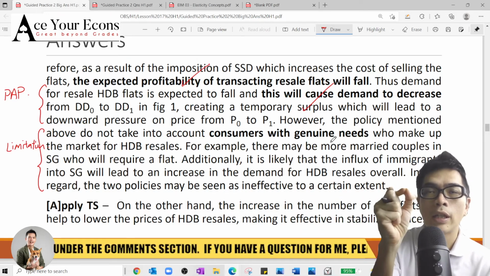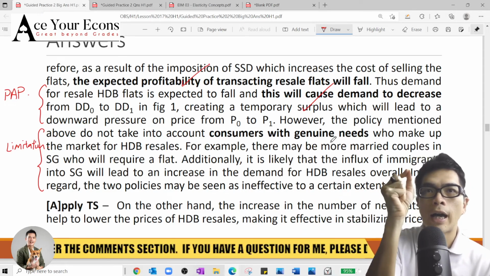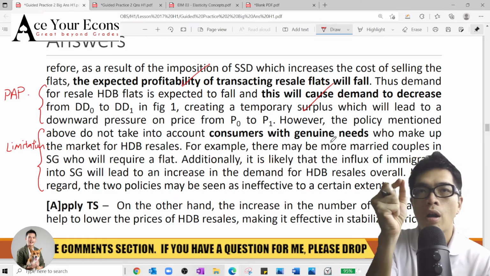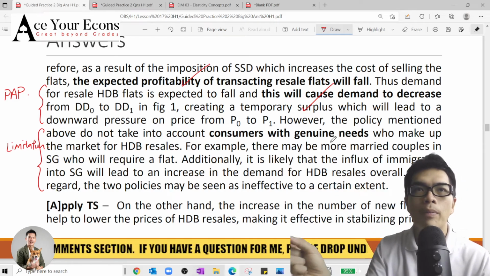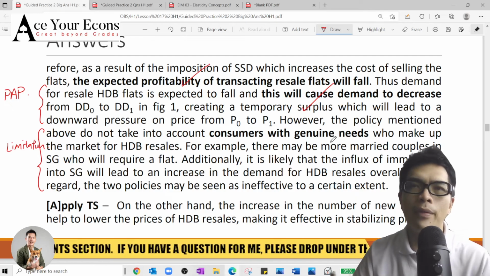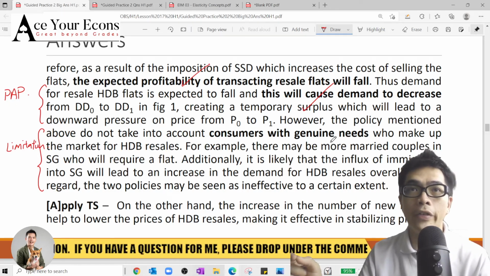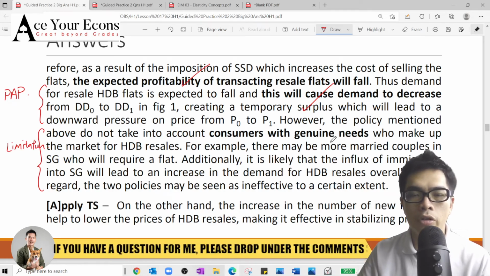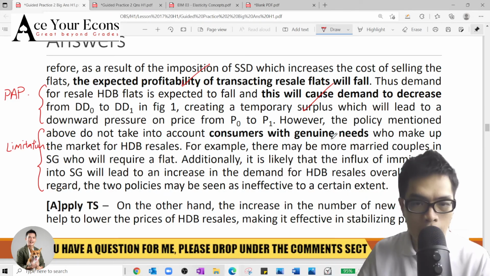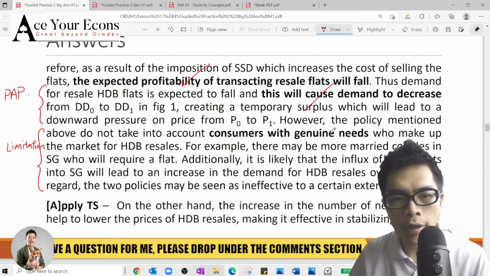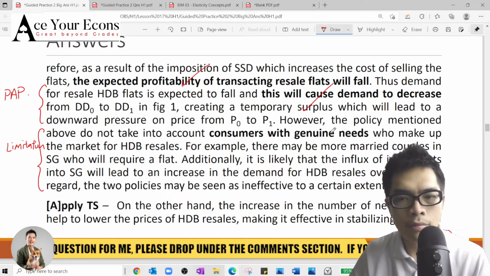Remember, seller stamp duty is very time sensitive. It targets sellers with 1 year to sell their flat. People with genuine demand are not going to sell their flat. So this is going to render the policy less effective if there are a lot more people with genuine demand. This is how we want to illustrate this point on ineffectiveness.